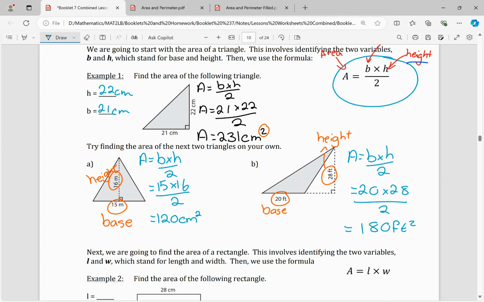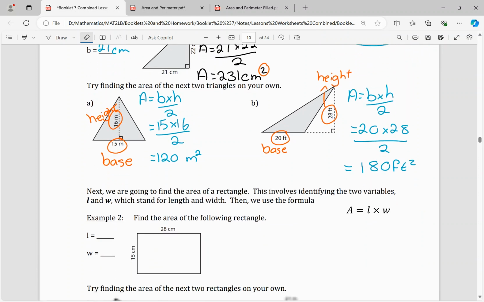Now I'm going to go back a little bit because I did make an error. In question A, I said it was 120 centimeters squared, but now that I'm looking at the shape, we're actually talking about meters, not centimeters. So I'm just going to erase that C. It should be 120 meters squared.